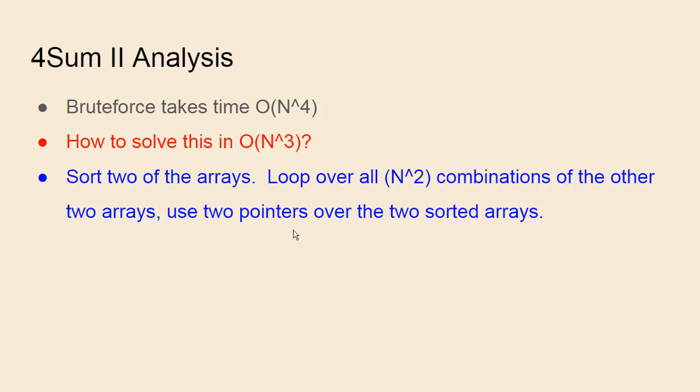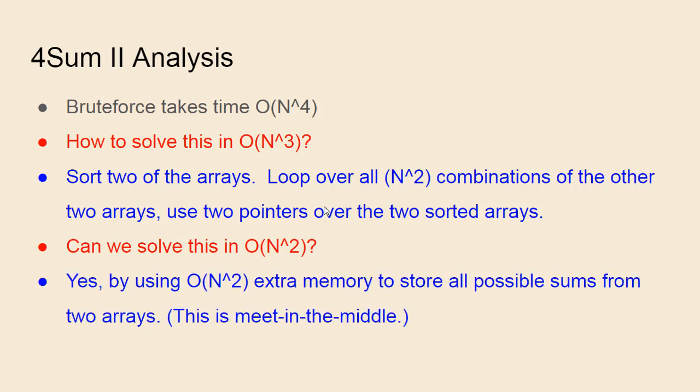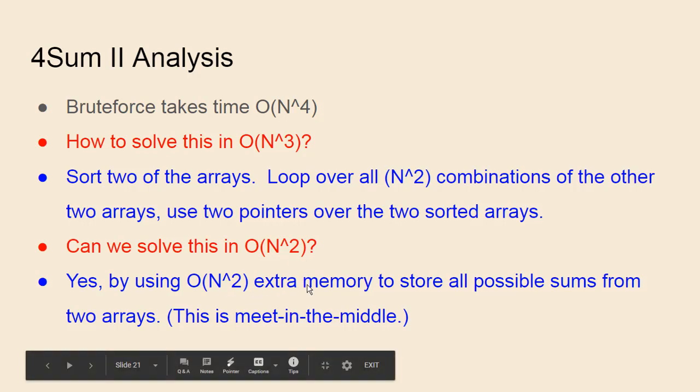Now, can we do better? It turns out that we can. We can solve the problem using complexity n squared, but this requires us to use some extra memory. The n cubed solution only uses a constant amount of extra memory. We're just sorting the 2 arrays, and we don't need to allocate new arrays. But to solve this in n squared, we have to use extra memory. In fact, we need to use n squared extra memory.